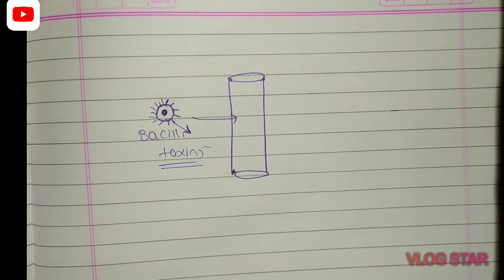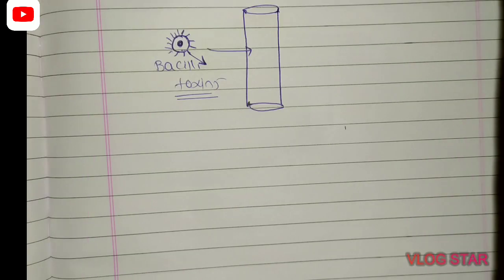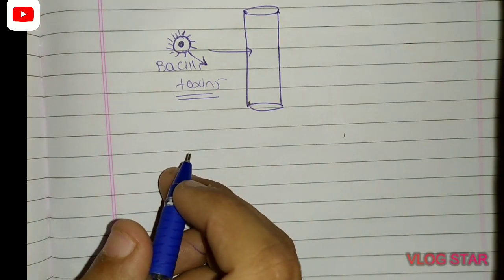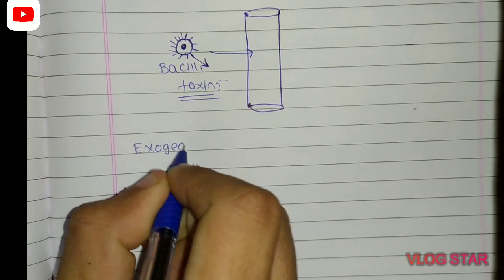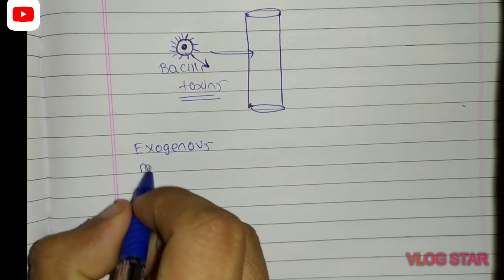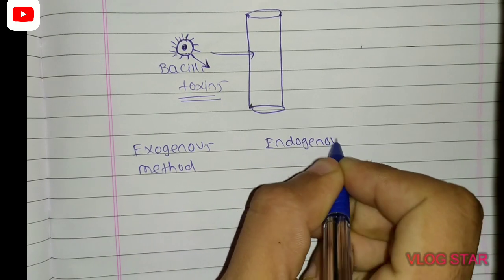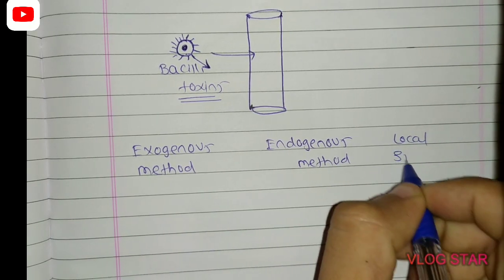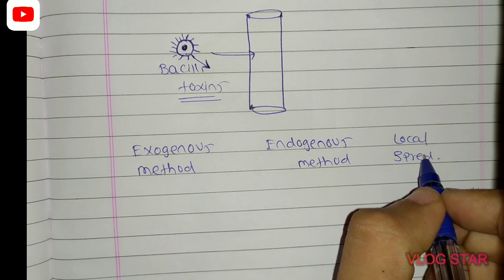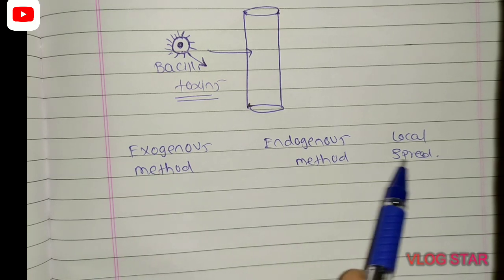Now let's talk about how the conjunctiva gets infected by such foreign bodies. The infection occurs in three modes or three methods. First is the exogenous method, second is the endogenous method, and third is local spread. So the infection of the conjunctiva occurs in three methods: exogenous, endogenous, and local spread.